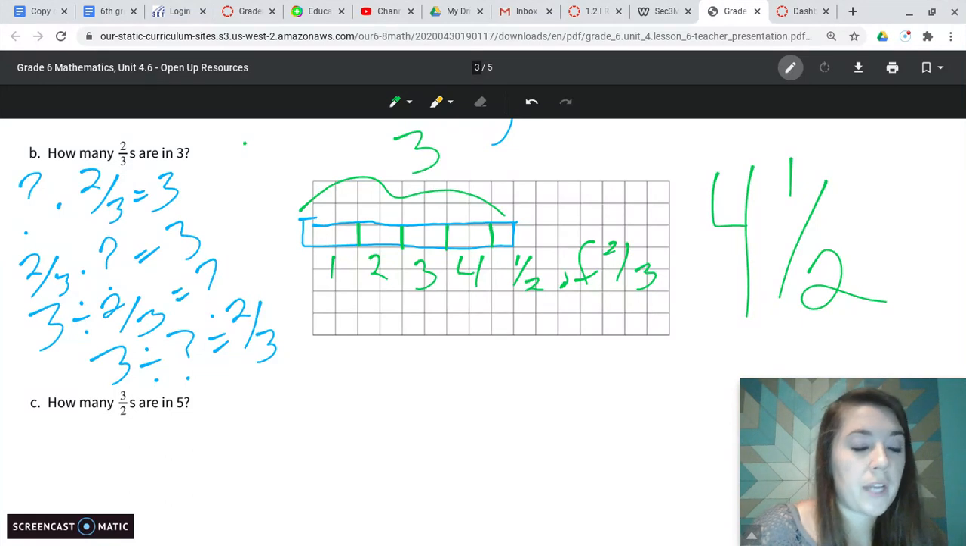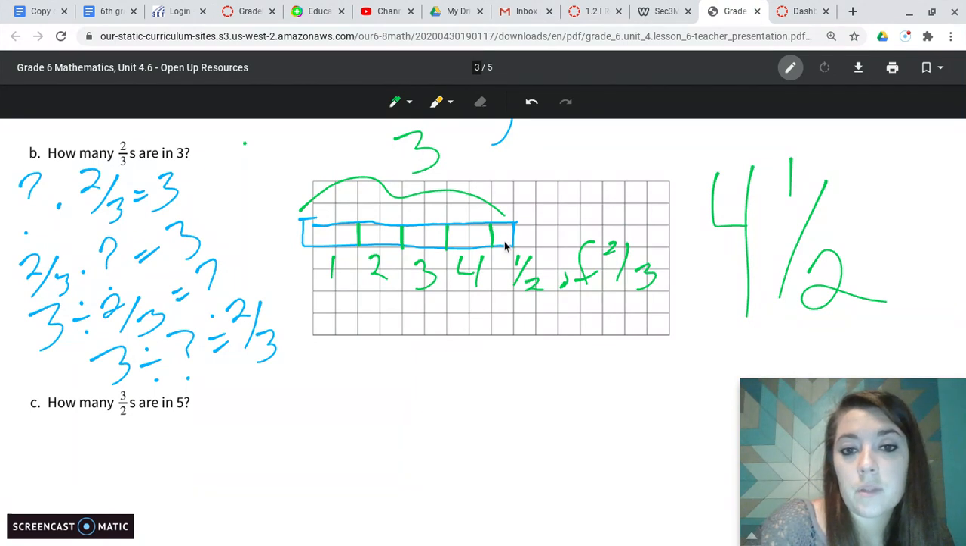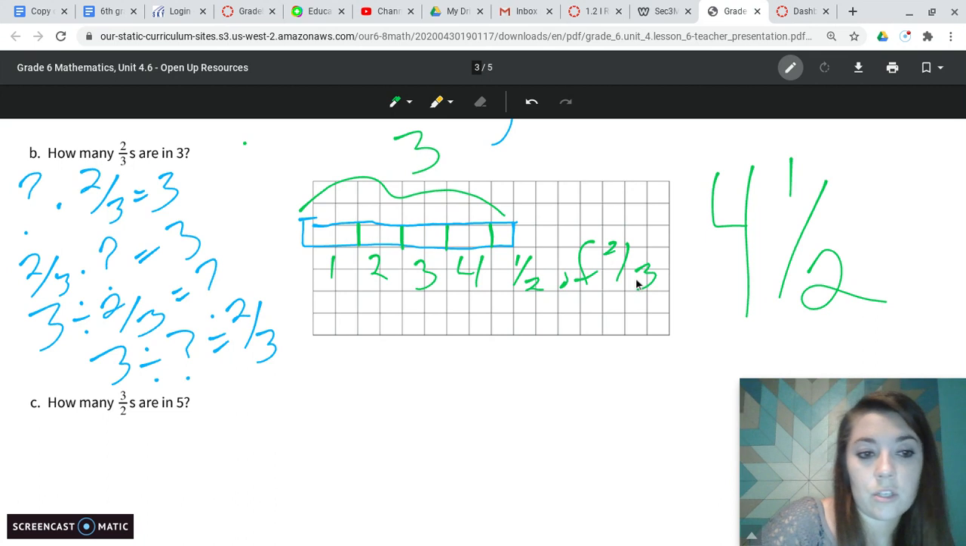So you've got to be super careful with the fractional parts. I know this is divided up into thirds. So we have 3 sections of 1/3 to get to our 3. And so this is technically 1/3 is what this box is representing. But 1/3 is half of 2/3, and 2/3 is what we're really looking at dividing these into.